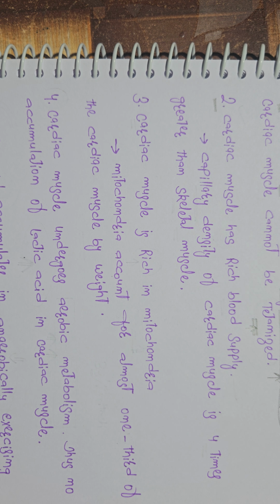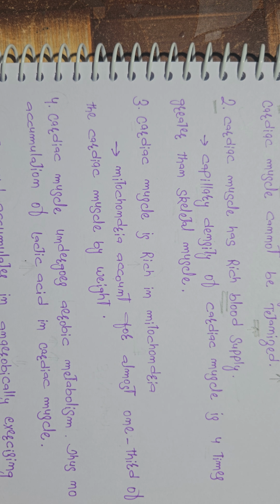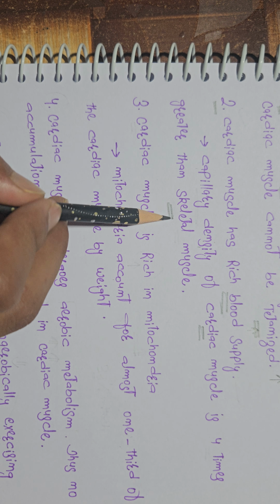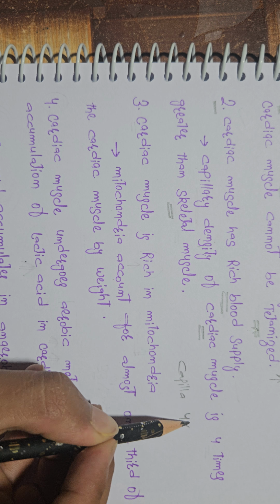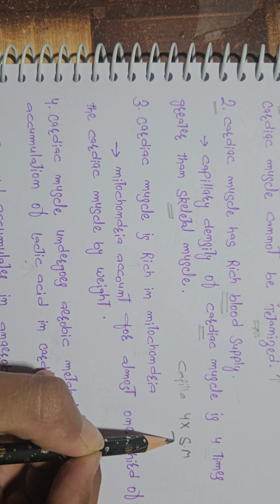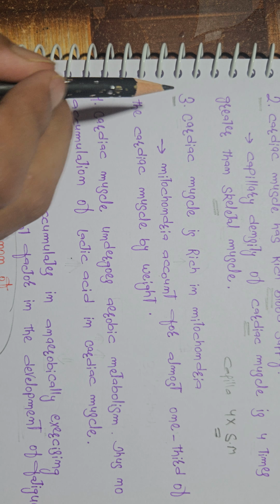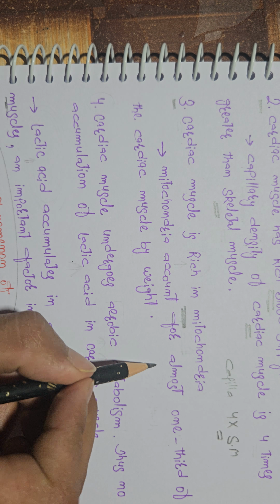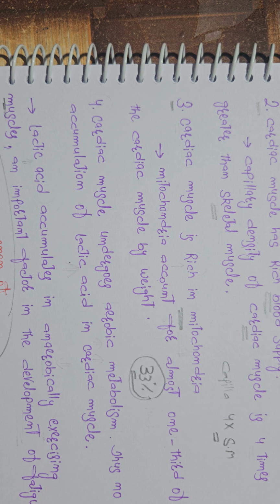Second reason is cardiac muscle has rich blood supply. Due to this rich blood supply, cardiac muscle does not fatigue. Clearly, capillary density of cardiac muscle is 4 times that of skeletal muscles. The capillaries in cardiac muscle are 4 times more as compared to skeletal muscles, which shows the high blood supply in the cardiac muscle. Clearly, and reason number 3 is cardiac muscle is rich in mitochondria. Mitochondria is the powerhouse of the cell. Almost 33% of the weight of the heart is because of the mitochondria. So because of this mitochondria, the cardiac muscle does not fatigue.